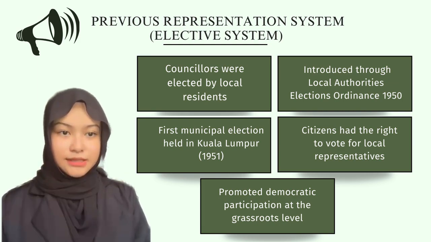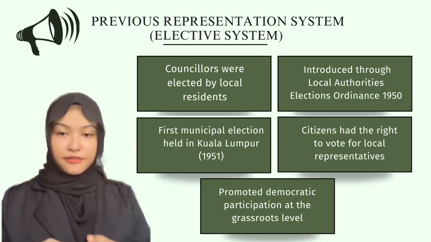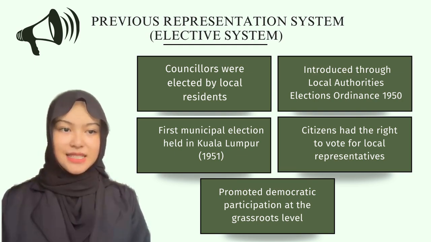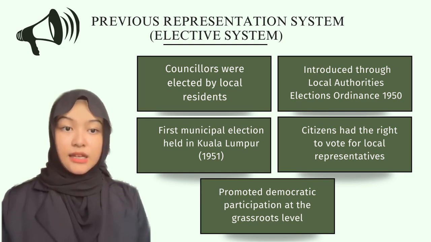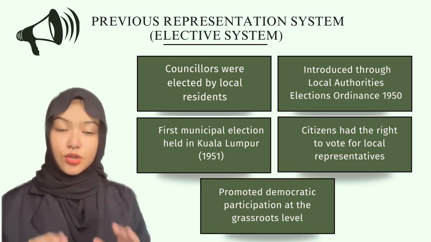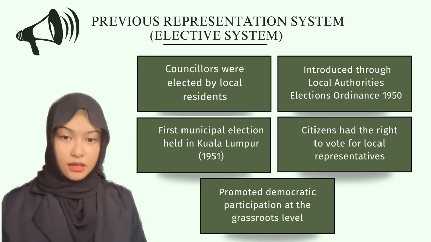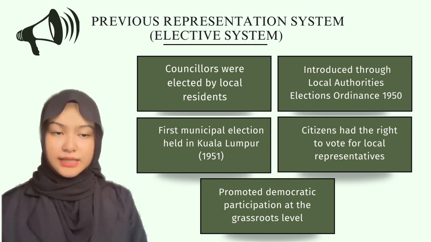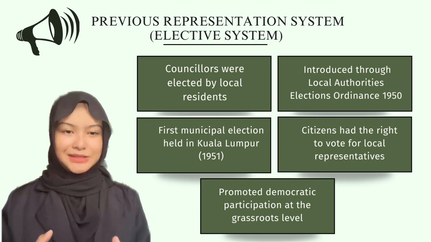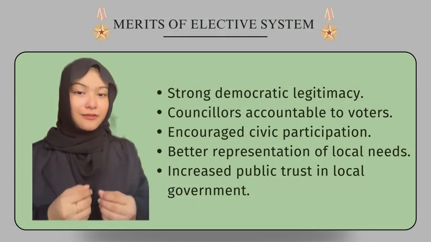The first municipal election was held in Kuala Lumpur in 1951. This gave citizens the opportunity to vote for individuals who would represent their interests in local councils. Through this system, residents had a direct voice in local governance and could choose representatives who understand the needs of their communities. As a result, the elective system promoted democratic participation and encouraged greater public involvement in local decision making. Now that we understand how the elective system works, let's move to the merits of the elective system.